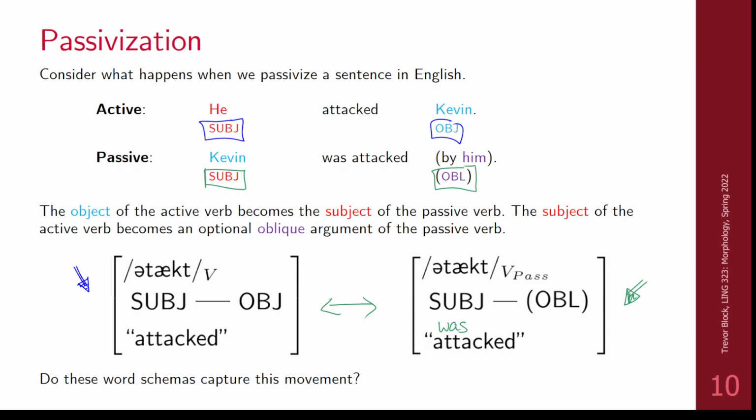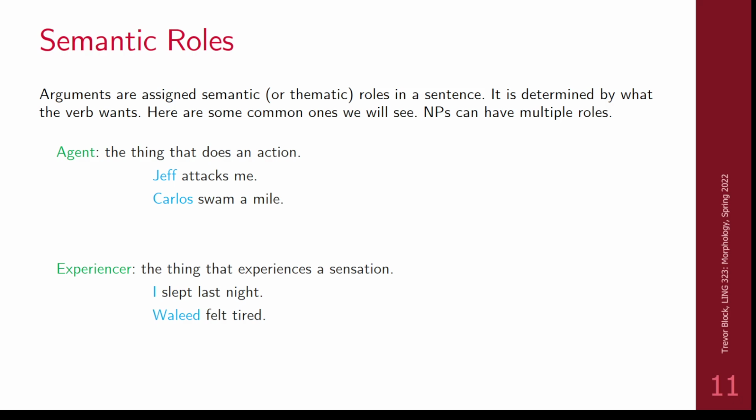But is there anything in these word schemas that tracks that movement, that tracks the fact that Kevin specifically was promoted to be a subject, or the fact that it's specifically he, the old subject, that is in that oblique position? No, we don't have anything that captures that in our word schemas. And that's what we want. So we're going to use semantic roles to do this, because semantic roles talk about what the NP chosen by the verb is like.